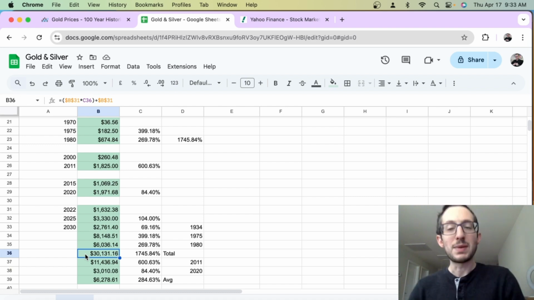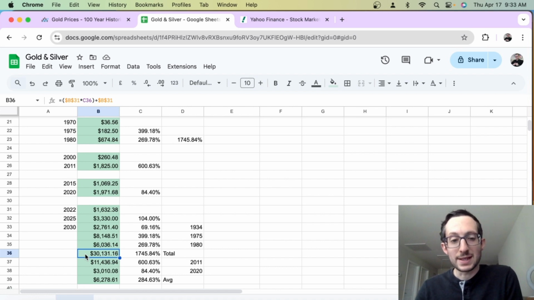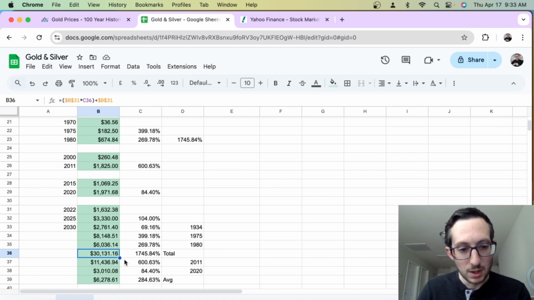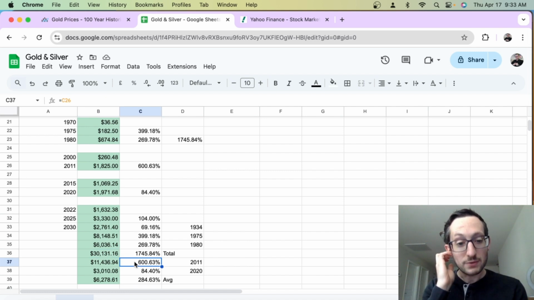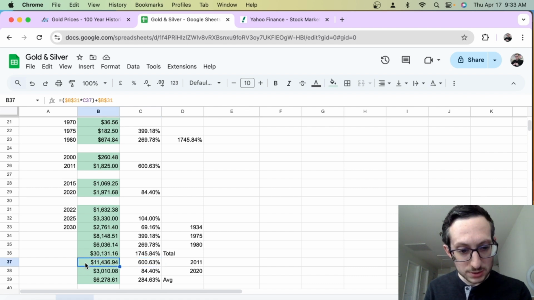And you could say back then there was actually more purchasing power. Right now, over 90% of our purchasing power has disappeared. So you could say that the dollar is actually going down faster. So then from here, let's look at 2011. The increase from 2000 to 2011 was 600%. That would bring us to $11,000. Hopefully you guys are kind of following this.